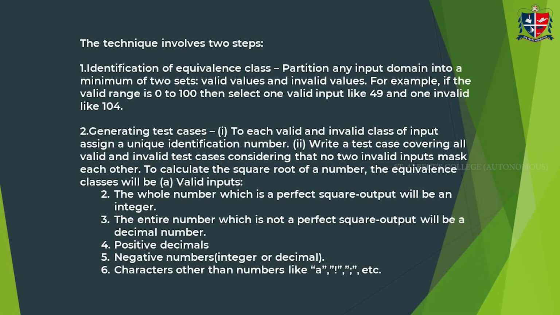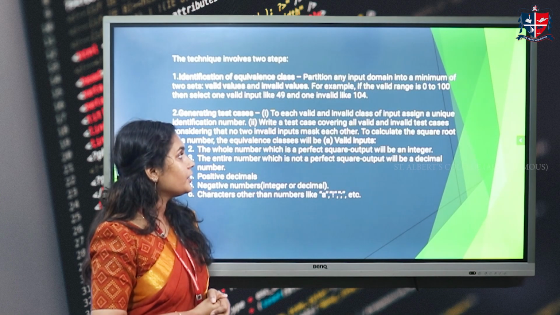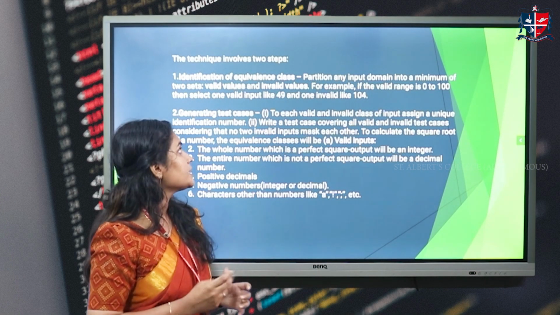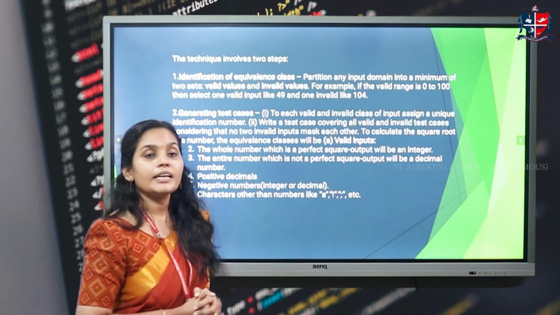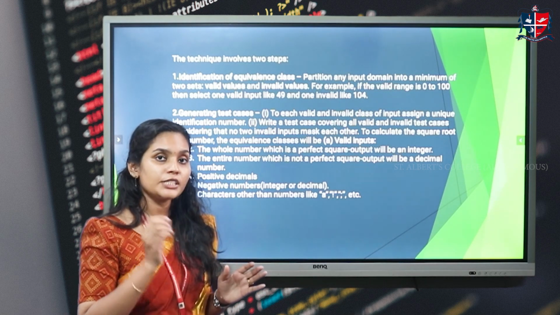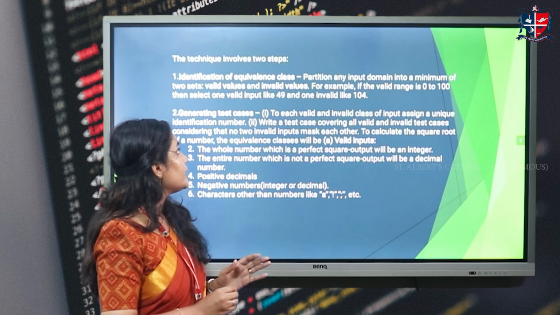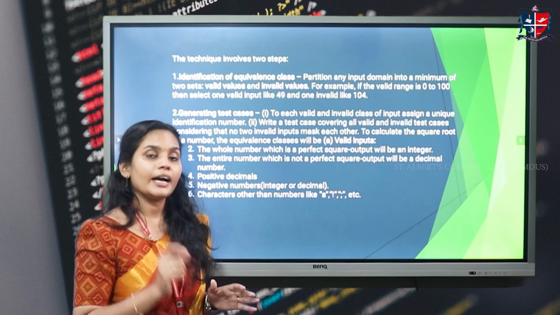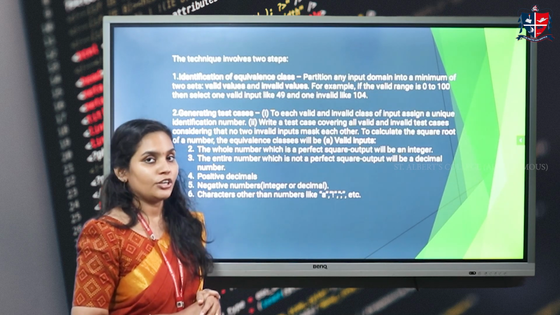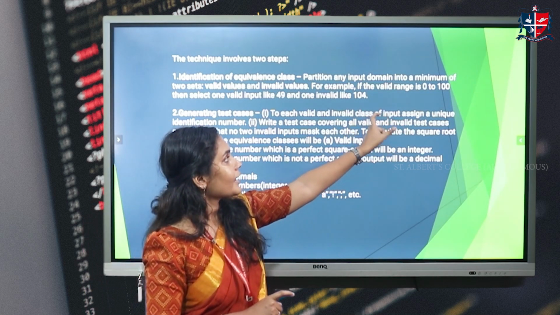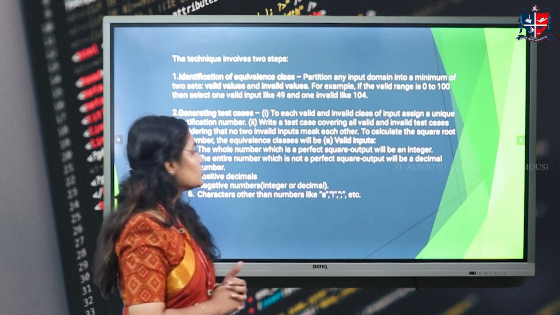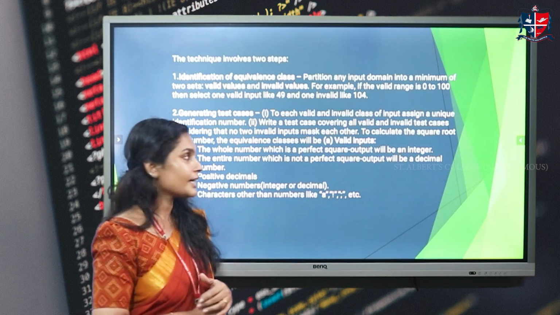And next one is identification of equivalence classes. Partition any input domain into a minimum of two sets: valid values and invalid values. For example, we can have a range from 0 to 100, where 49 is a valid value and 104 is an invalid value, because 104 is not in the range of 0 to 100. So it is an invalid value.